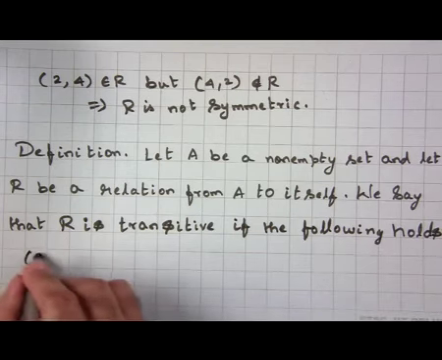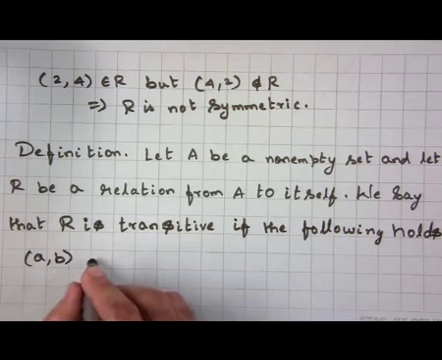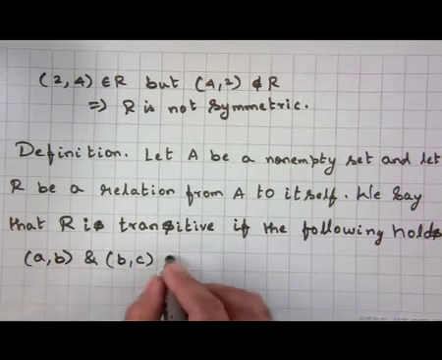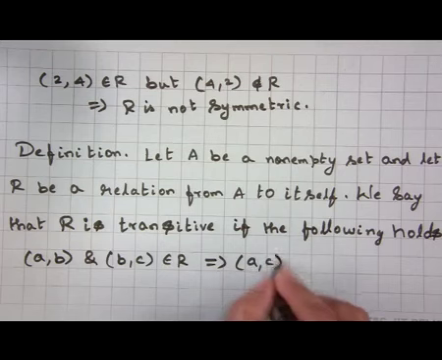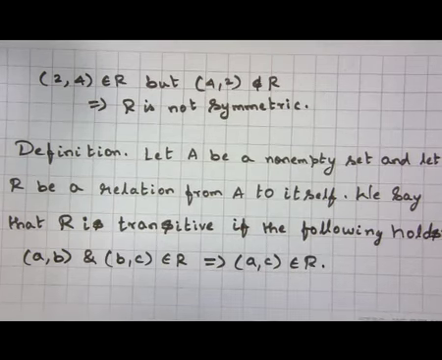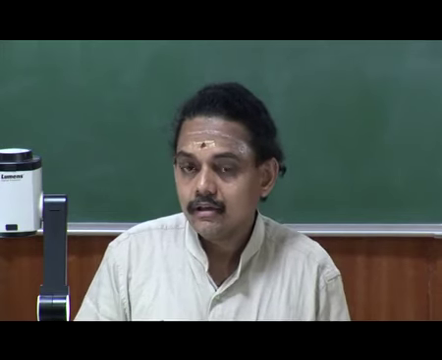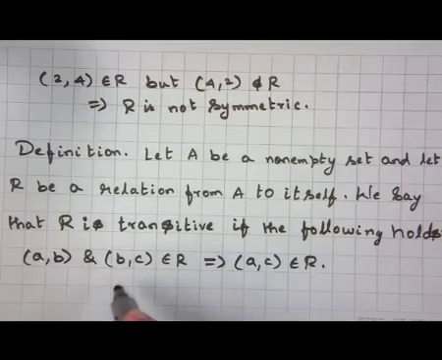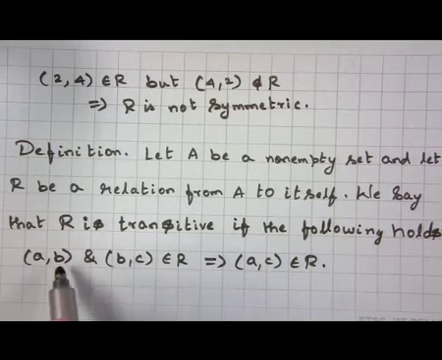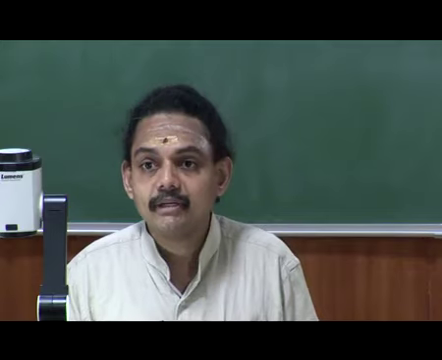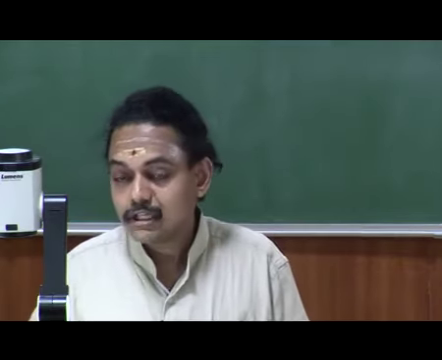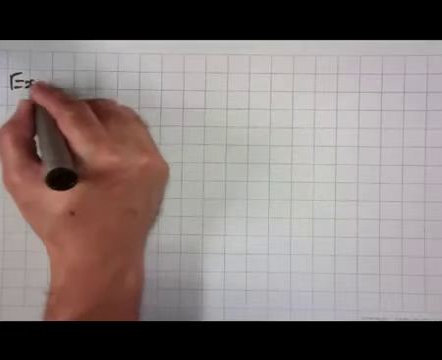Whenever the pairs (a, b) and (b, c) belong to R, these two together should imply that the pair (a, c) is also in R. We want two pairs (a, b) and (b, c); notice that the first element of the second pair is the same as the second element of the first pair. Whenever (a, b) and (b, c) are in R, that should imply that the pair (a, c) is in R. Then we say that such a relation is a transitive relation. Now, let us look at the examples that we just had.